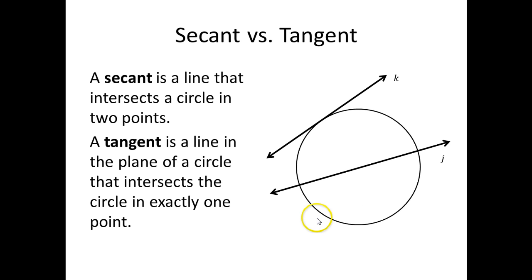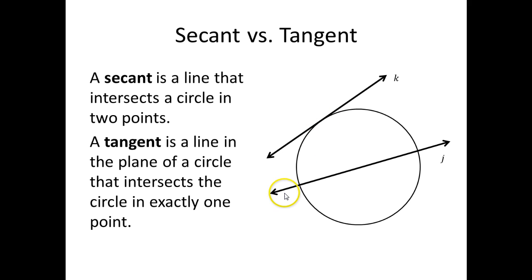A secant is a line that intersects a circle in 2 points. Notice that this line J intersects this circle in exactly 2 points. Therefore, we call line J a secant. Contrast that with a tangent line. A tangent is a line in the plane of a circle that intersects the circle in exactly one place.